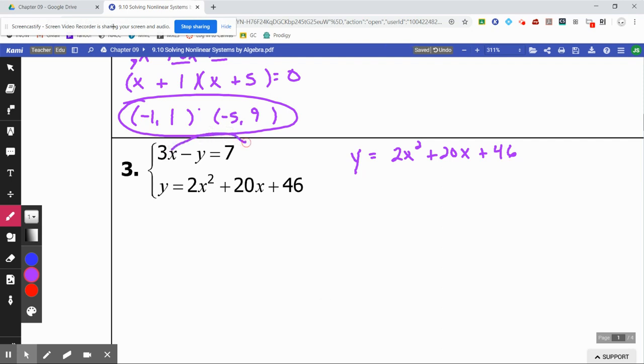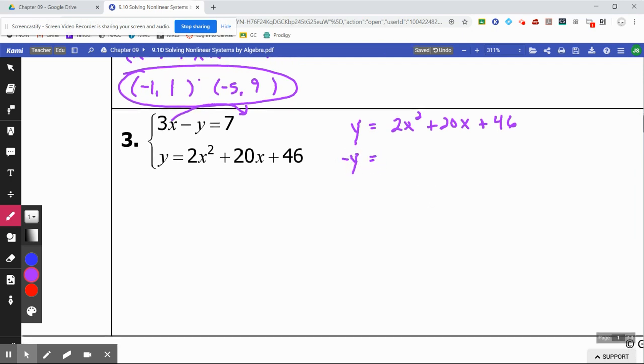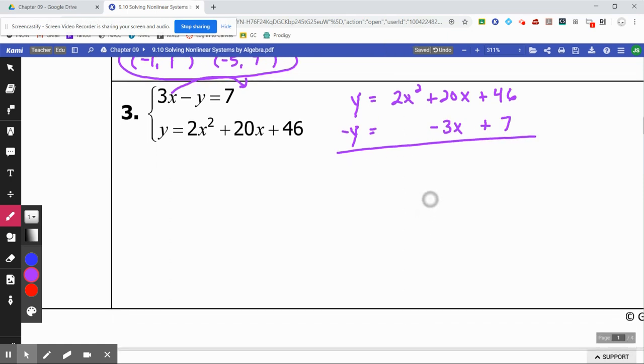I've got to move my 3x over. So I'll have negative y, and I left that as negative y for a reason. My 3x, when I move it over, becomes negative 3x, and that's going to line up with my 20x, and my positive 7 lines up with my 46. So make sure to line up all your like terms.